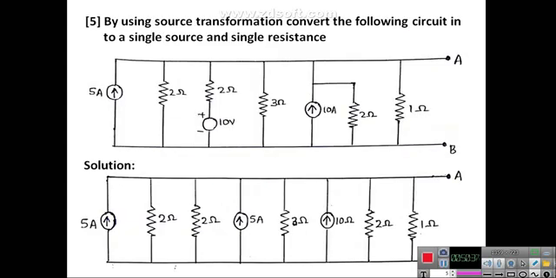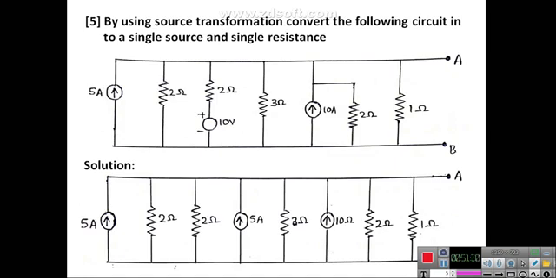Okay, this is another problem, so you can just try it yourself. Using source transformation, convert the following circuit into a single source and a single resistance. Just look into this network. Here a current source in parallel with a resistance, here a voltage source in series with a resistance, here a resistance, a current source in parallel with a resistance, and also a parallel resistance.